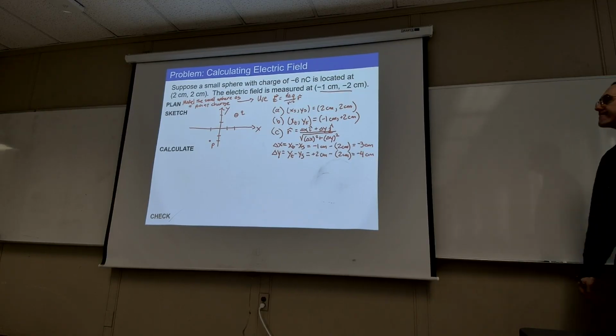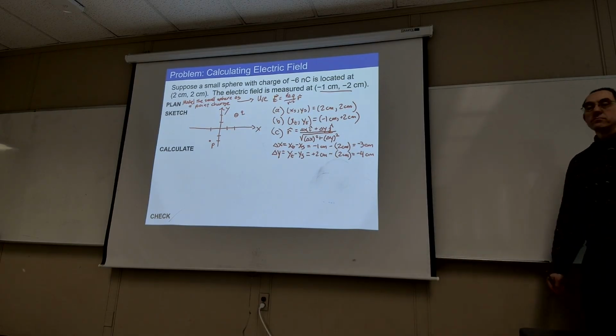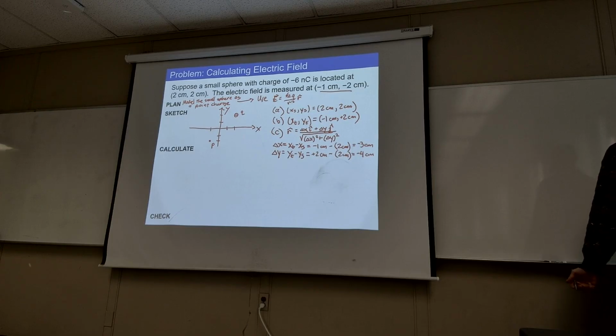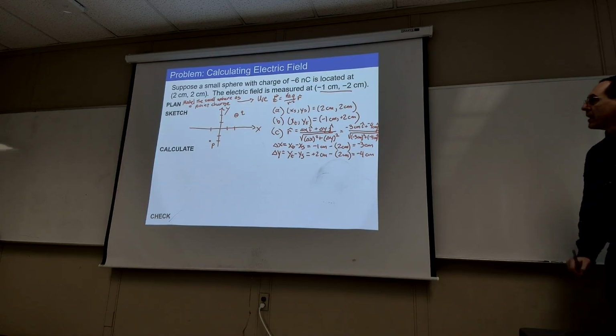Great, we've got our deltas, delta x and delta y, so let's plug that in. What will we get? We get -3 centimeters i hat plus -4 centimeters j hat, divided by the square root of the sum of the squares, which is -3 squared plus -4 squared.